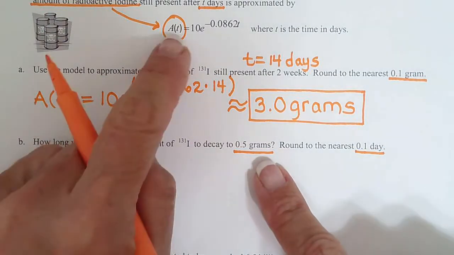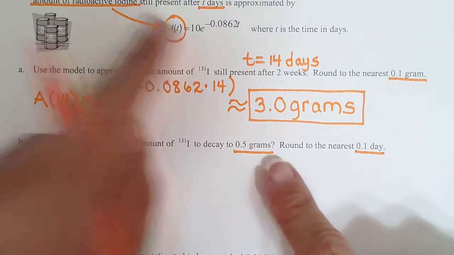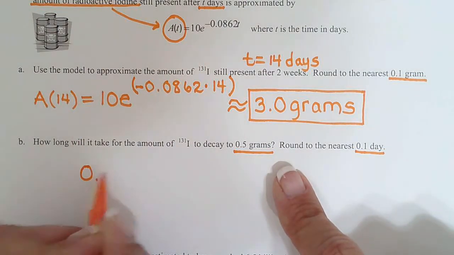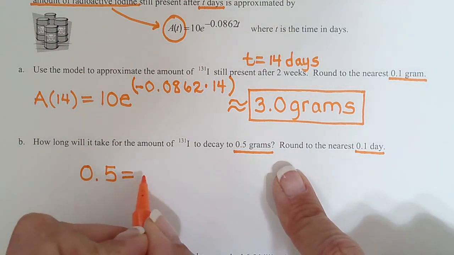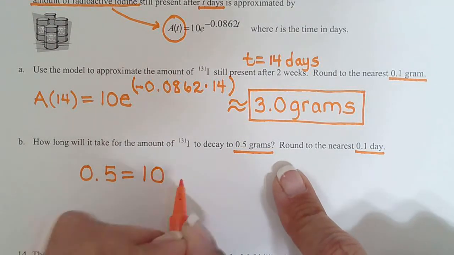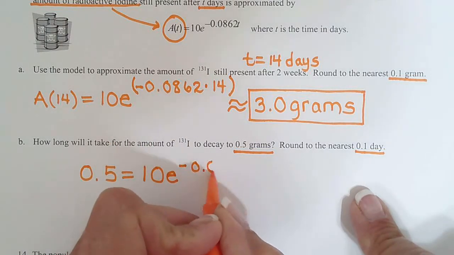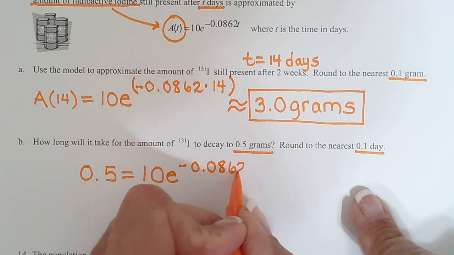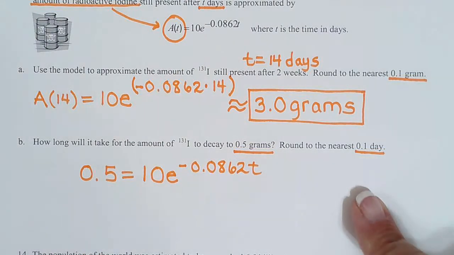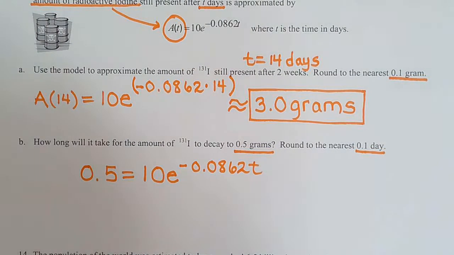So in place of A, we're going to plug in 0.5 equals 10. The E stays. The negative 0.0862t stays. So now do you see why this problem's harder? It's not a plug in your calculator problem. So this is actually an exponential, and remember how we learned to solve exponentials by taking the log of both sides?